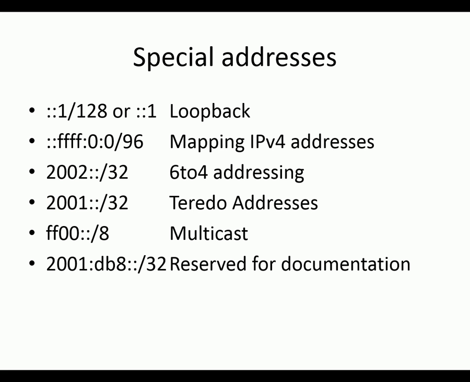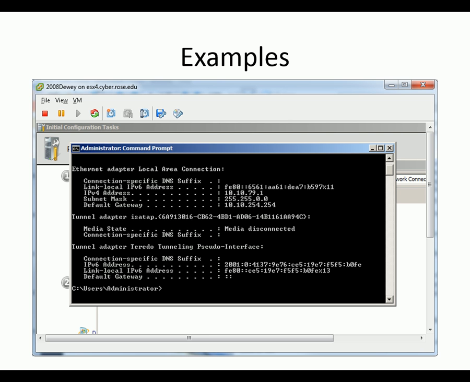There I explained how those are done. We're about out of time. We have special addresses. We have mappings for it. We have 6to4, in other words, IPv6 to IPv4 addresses. We have Teredo, which we'll see in a second. We have multicast. We just have a bunch of different ones, and here's some examples of them.